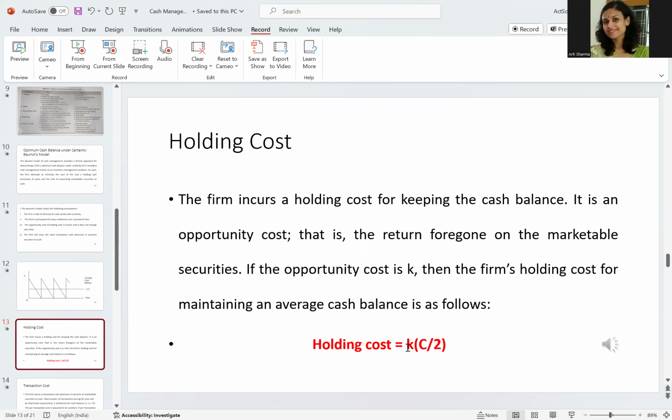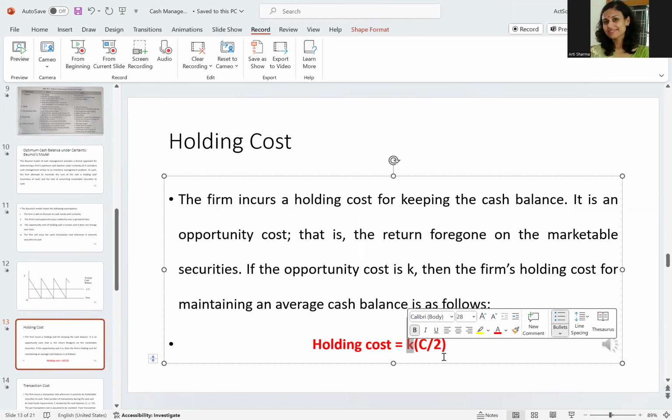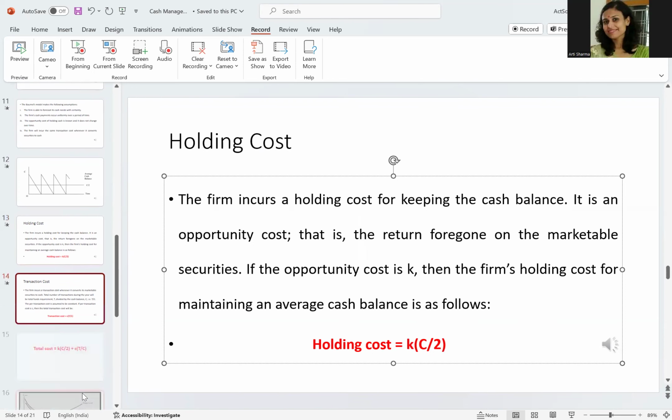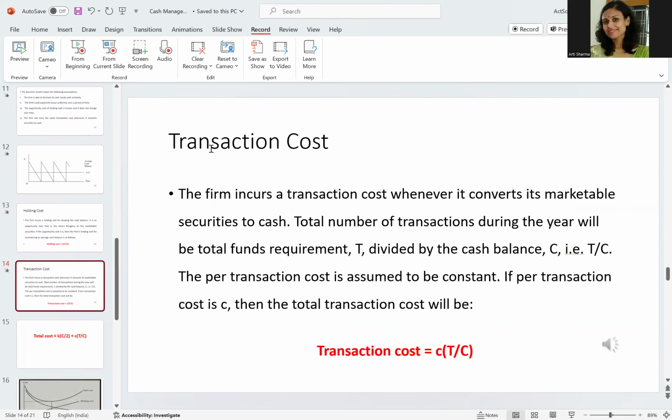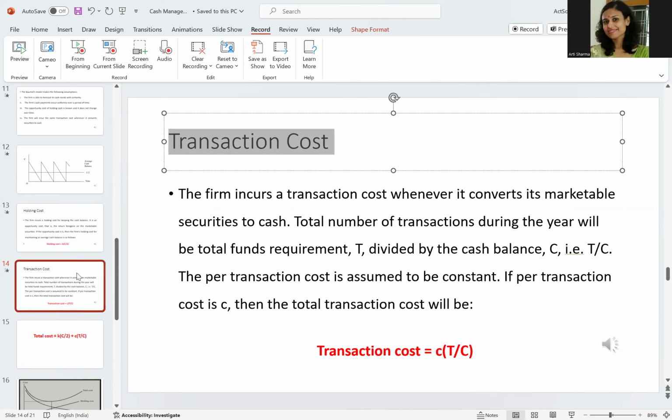So the holding cost formula is small k C by 2, where this C is the cash balance and small k is the opportunity cost of capital or the return which we could have got if we would have invested in some investment options. Then the next is transaction cost, and that is similar to the carrying cost or the ordering cost, which was in the case of inventory.